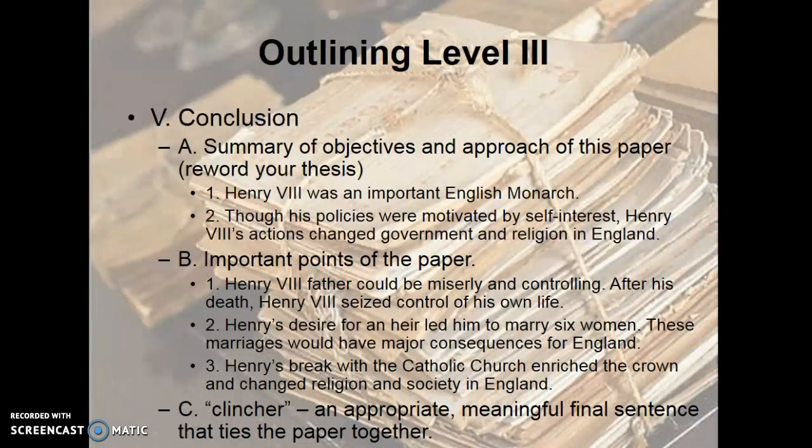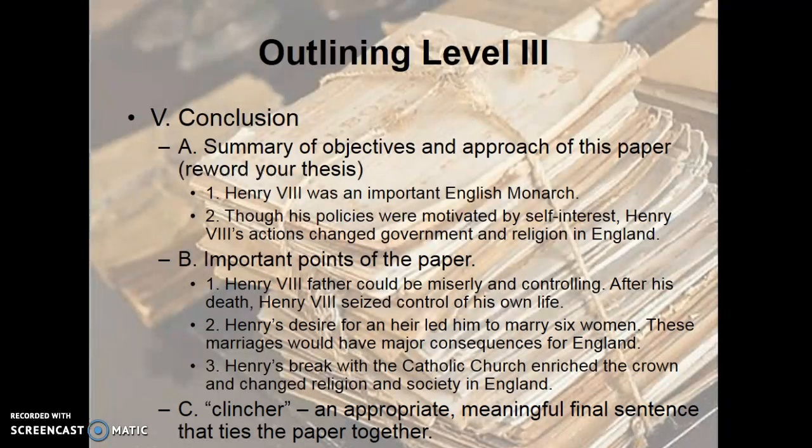So we've written Henry VIII was an important English monarch. Those policies were motivated by self-interest. Henry VIII's actions changed government and religion in England. So we have reworded our thesis. What were some important points we talked about? So we had 3 important points that we discussed.